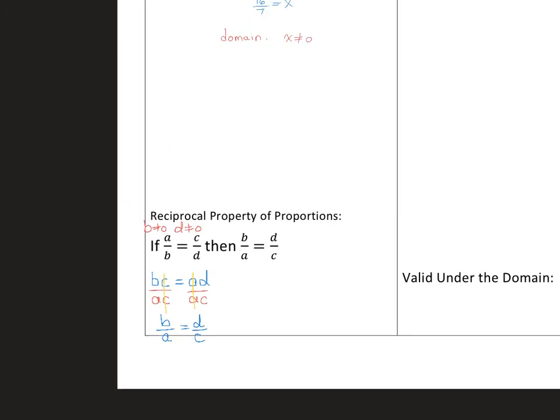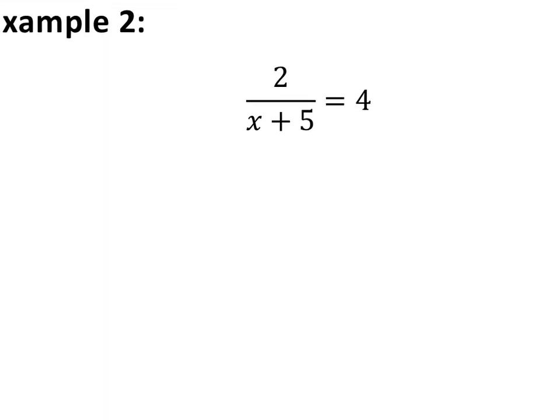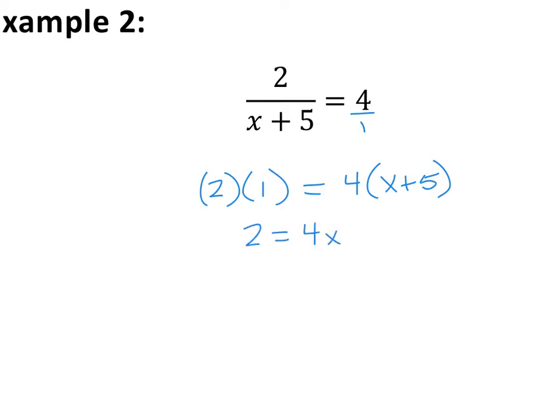All right, let's take a look at another problem. Again, this is something very similar as you would see in 9th grade. I have 2 over x plus 5 equals 4. And 4 is a whole number, so we can put that over the number 1. We can use our cross-multiplying skills, so 2 times the 1 equals 4 times x plus 5. And 4 is multiplying the entire quantity, if you will, so that 4 is going to be distributed.